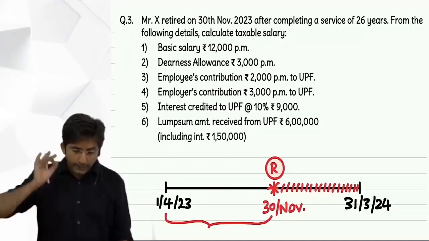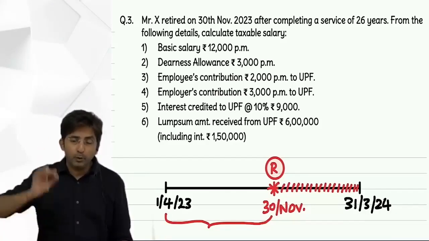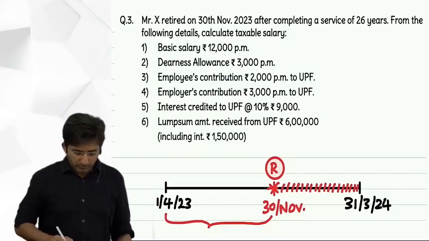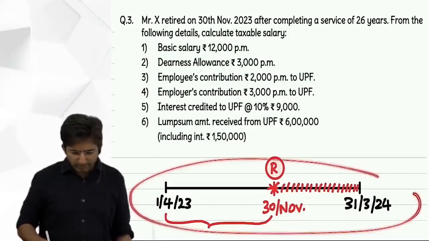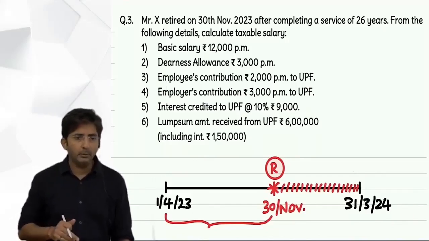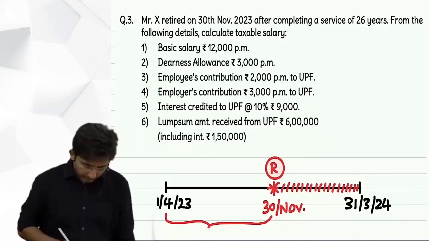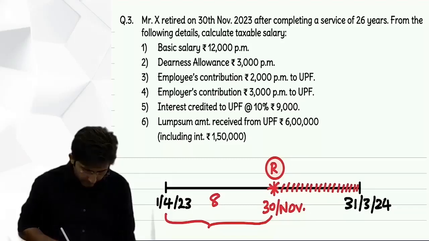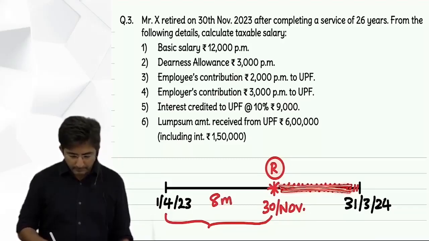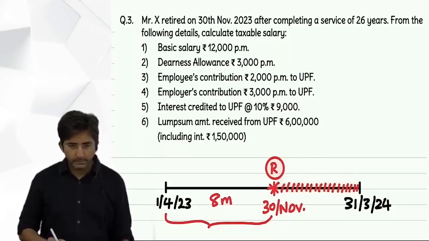Make it a rule that whenever the question is on retirement, you will always draw a timeline. Even if you don't feel like drawing, still draw. Because if you have that habit, you will avoid the silly mistake. And right here it is 8 months. After retirement, you don't get salary, correct? So only for 8 months. Everything per month only for 8 months.